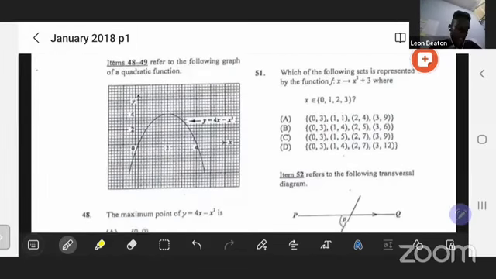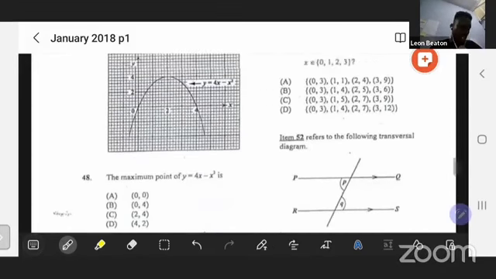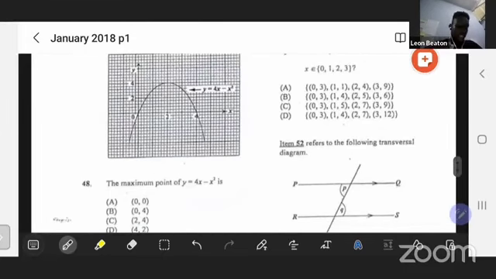The maximum point of y equals 4x minus x squared is... the maximum is just the highest point of the curve. In this case, this curve opens down, so it will have a maximum. The maximum will be the highest point of the graph. If you look here, the maximum will be this point, which is 2 across and 4 up. This will be (2, 4), which is C.